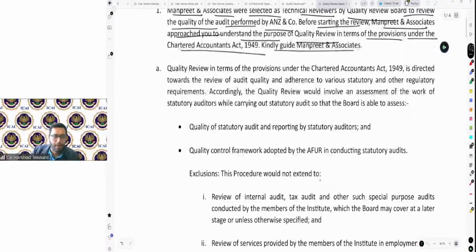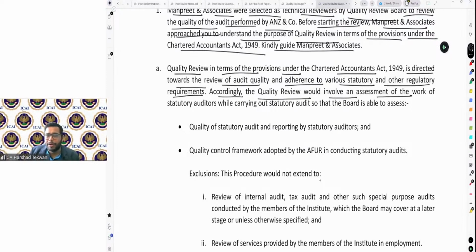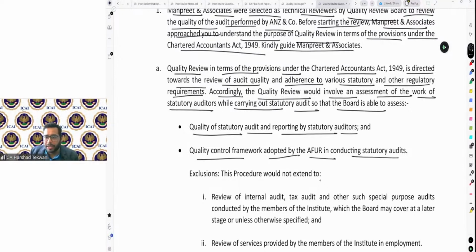Let's see the answer. Quality review in terms of the provisions in the Chartered Accountants Act is directed towards the review of audit quality and adherence to the various statutory and other regulatory requirements. Accordingly, the quality review will involve an assessment of the work of the statutory auditor while carrying out the audit, so that the board is able to assess the quality of the statutory audit reporting by the statutory auditor, and the quality of the control framework adopted by the AFUR in conducting the statutory audit.